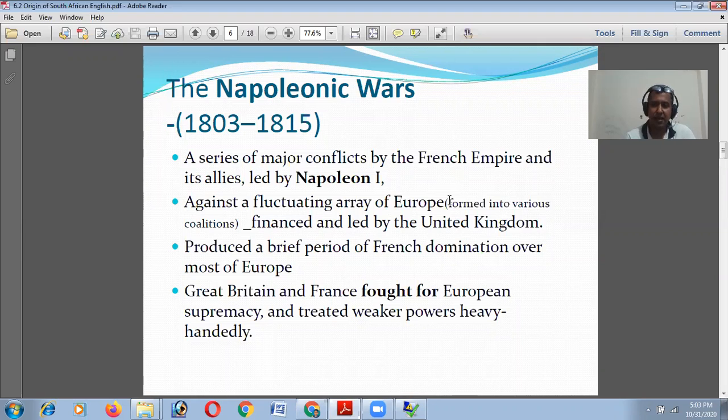The British people fought against Napoleon. Great Britain and France fought for European supremacy and treated weaker powers heavy-handedly. So Napoleon and the British government had been fighting, and within both groups they had some allies, some friends, but the British and the French were trying to get control of the power of Europe in this fight.